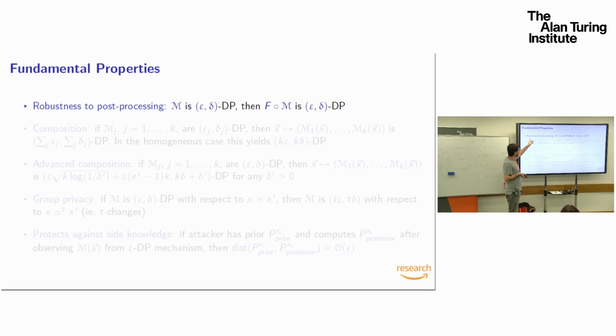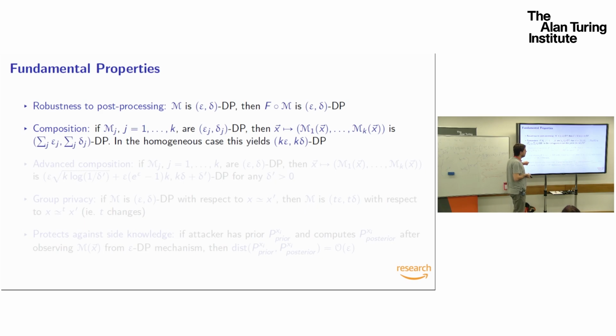First one is that differential privacy is robust to post-processing. So if you have a mechanism which is epsilon-delta DP, and you take the output of this mechanism and apply some f to it, it doesn't matter if f is randomized or deterministic, this composition is again epsilon-delta differentially private. So if I release something and then somebody does something with this differentially private output and releases it again, nobody loses anything in terms of privacy.